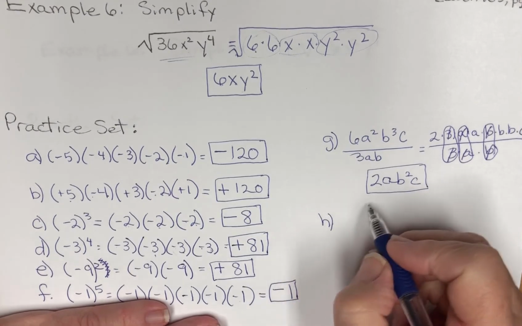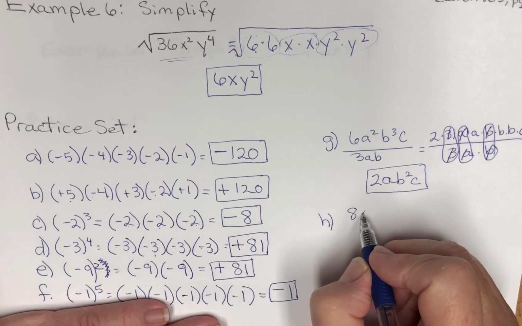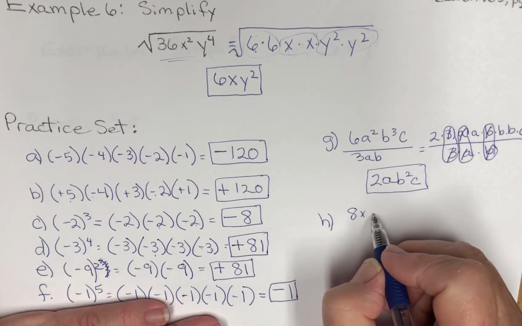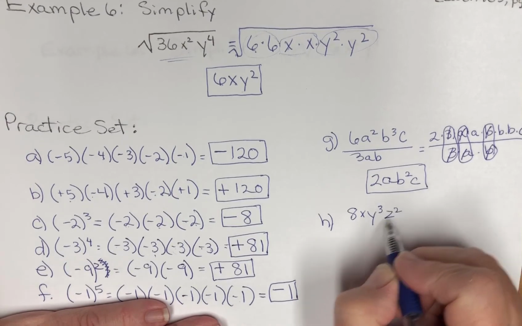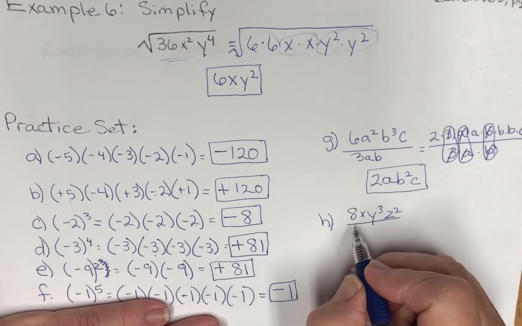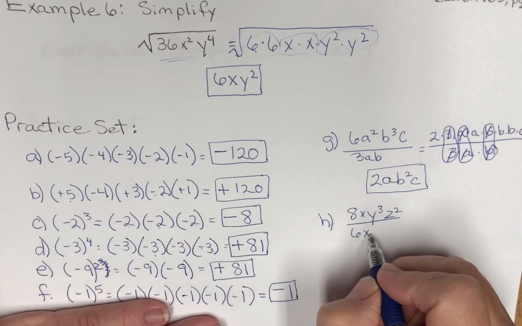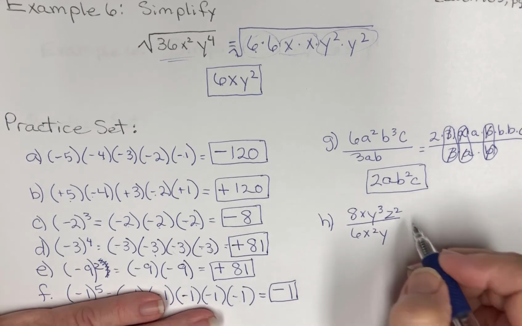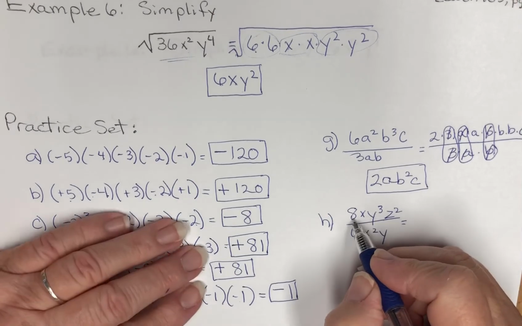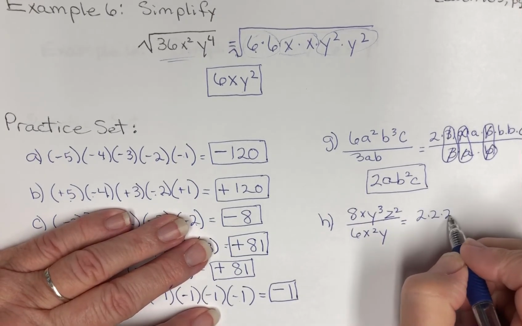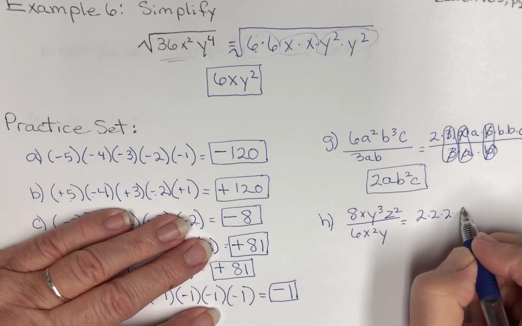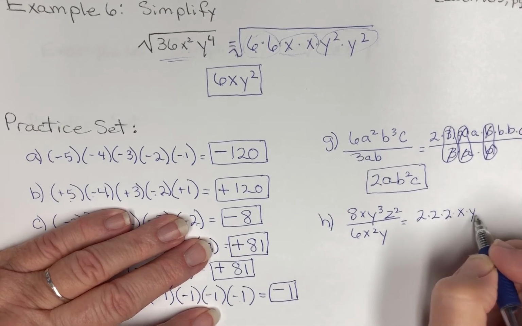Okay, letter H, same thing. 8x y to the 3rd z squared over 6x squared y. So I'm going to break it down. The prime factorization of 8 is 2 times 2 times 2. Then times x times 3 y's.